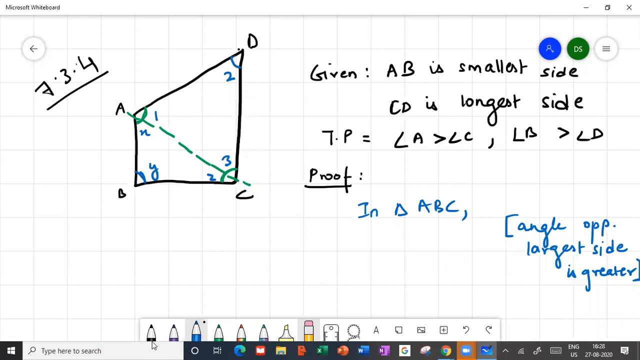Ma'am, the line which you have drawn to make it into two triangles, AC, is that bisecting angle A and angle C, or is it just a line? No, it's just a line. It's not bisecting. That's why I labeled it differently, right? If it was bisecting, I would have just labeled them the same, like X and X.